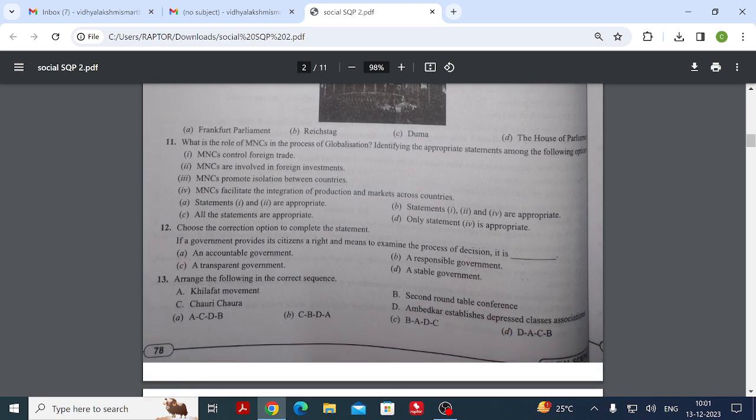Question number 11, what is the role of MNCs in the process of globalization? What does it generally do? The role of MNCs in globalization, certainly, listen, you are already reading only globalization, but questions related to MNCs will certainly come. You cannot say it's out of portion. Only the fourth statement is appropriate. MNCs facilitate the integration of production and markets across countries. That is true.